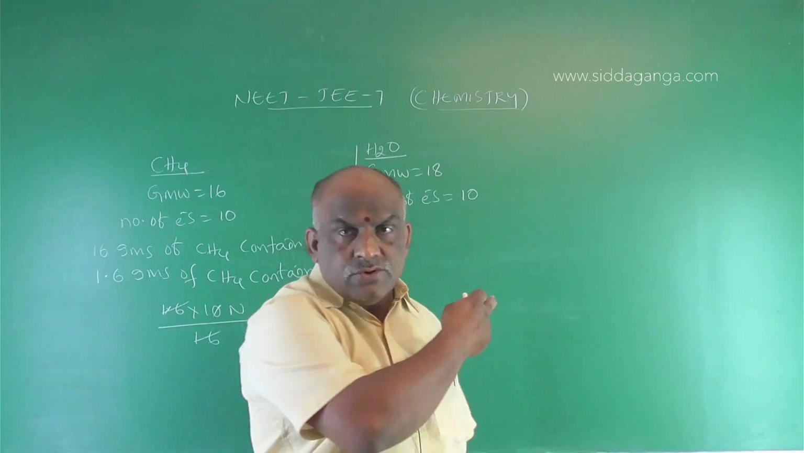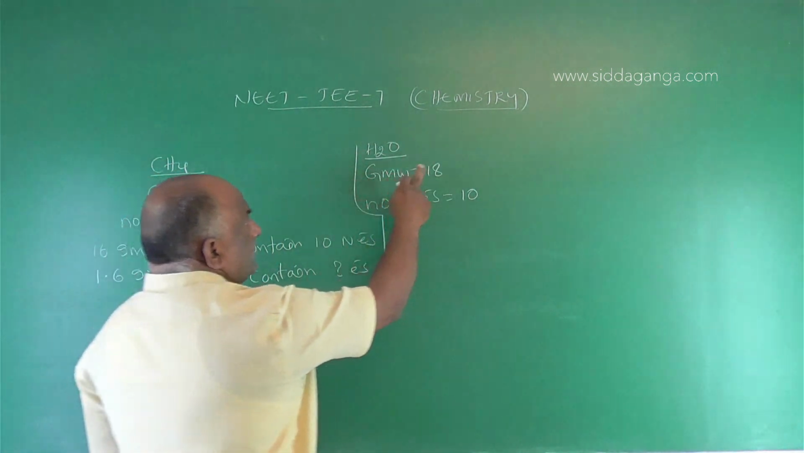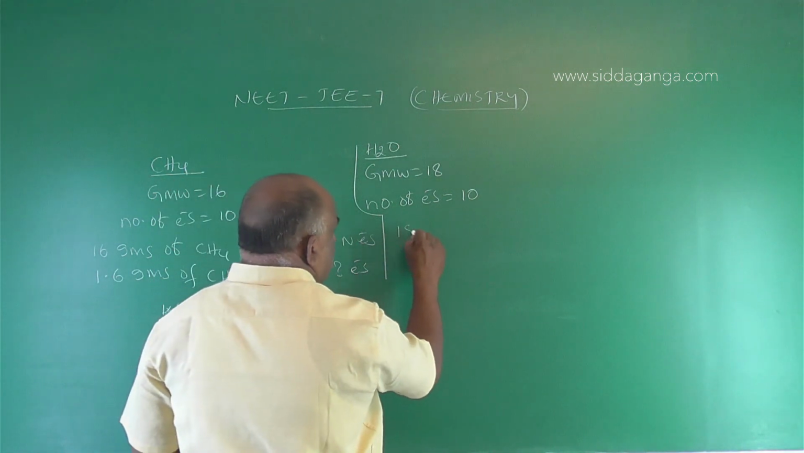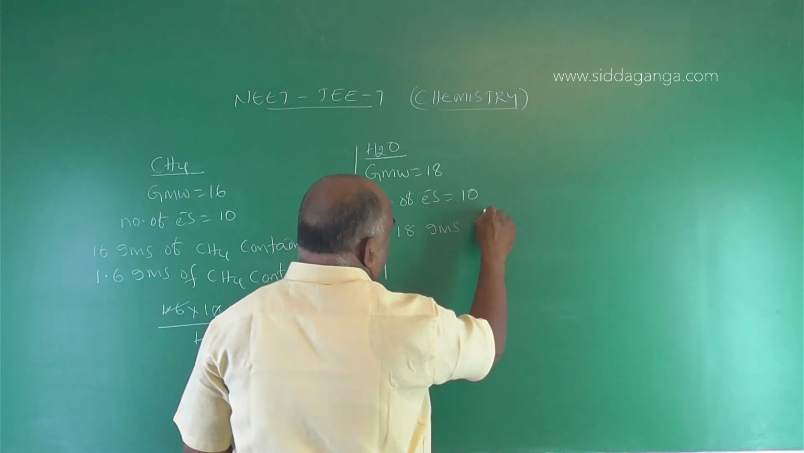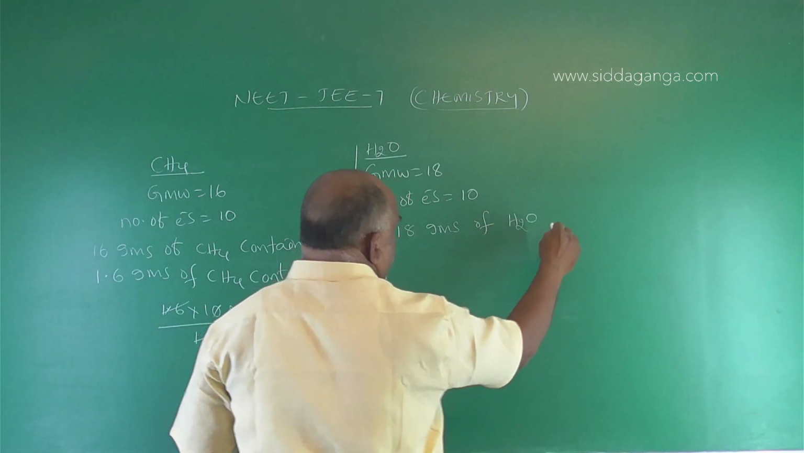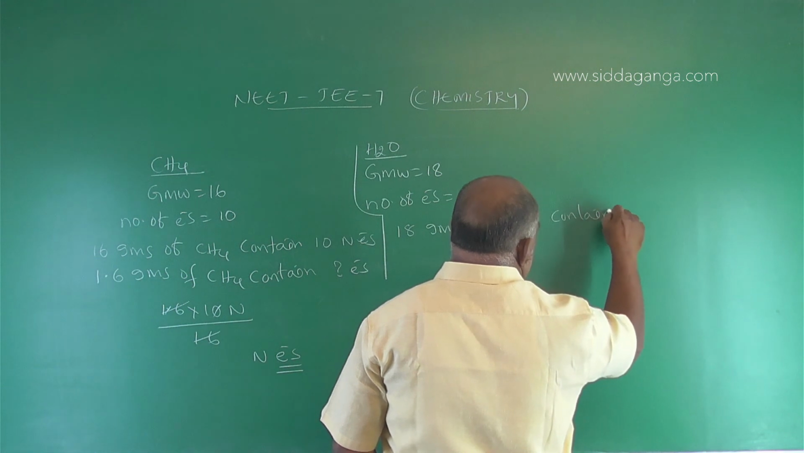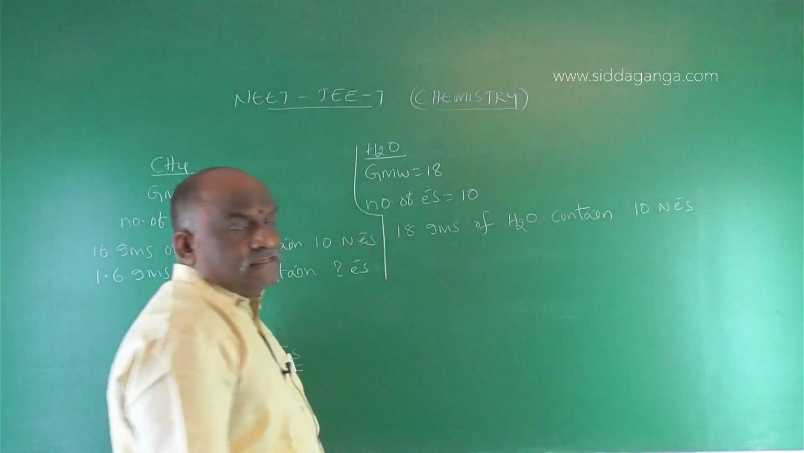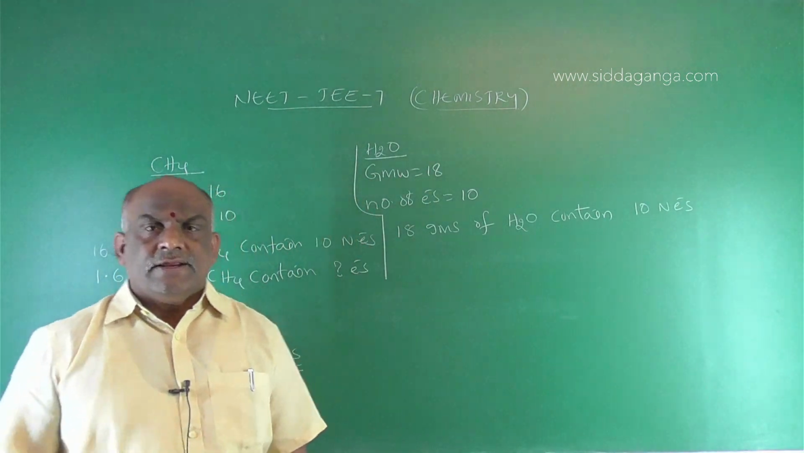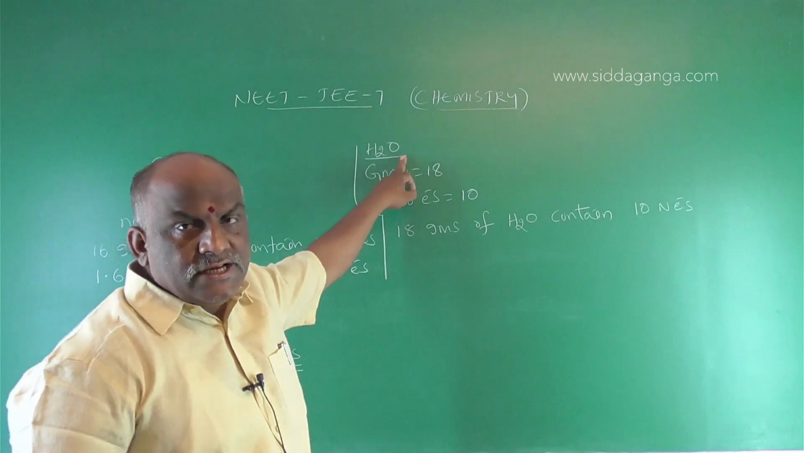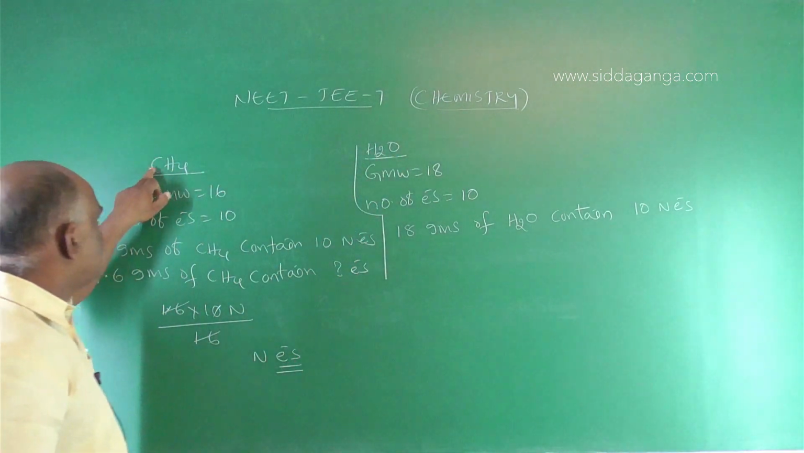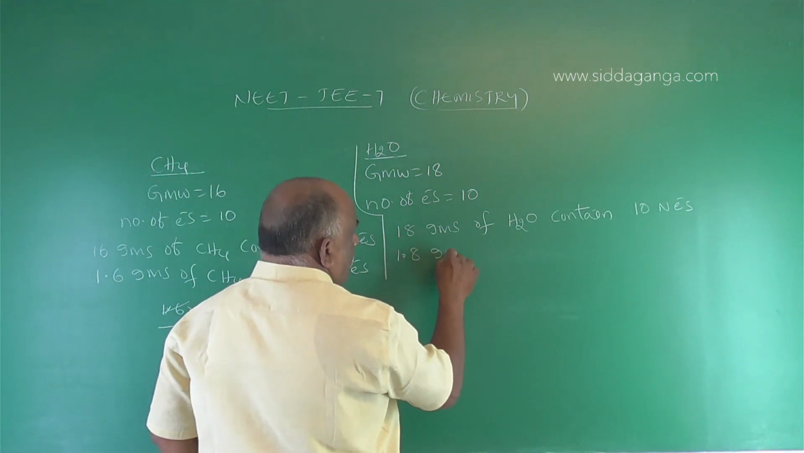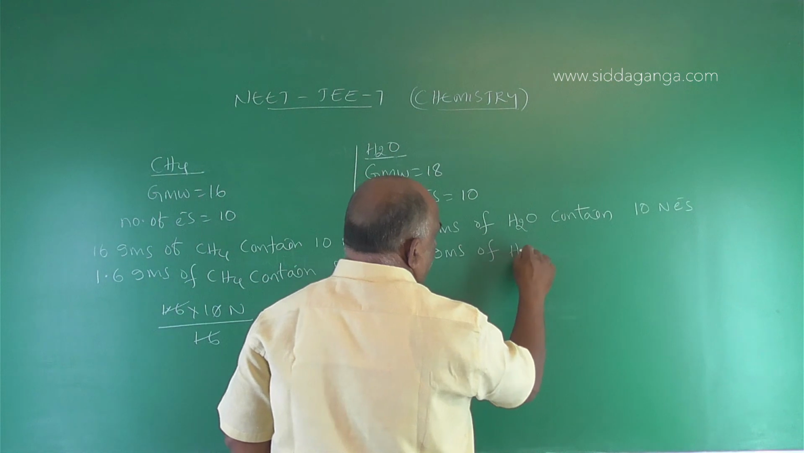On the other hand, we should go to the second one. What is the second one? 1.8 grams of water. So here we know 18 grams of water contain 10 N electrons, because hydrogen 2, oxygen 8, 2 plus 8, 10. Here carbon 6, hydrogen 4, 6 plus 4, 10. And here the question was 1.8 grams of water.